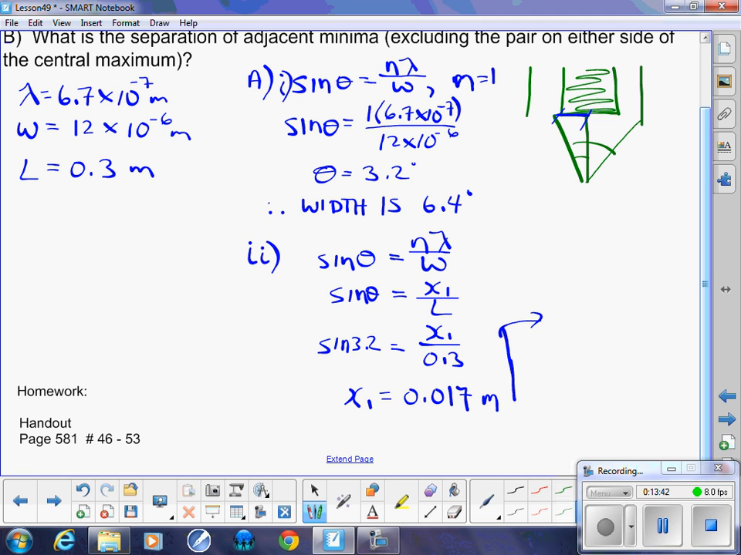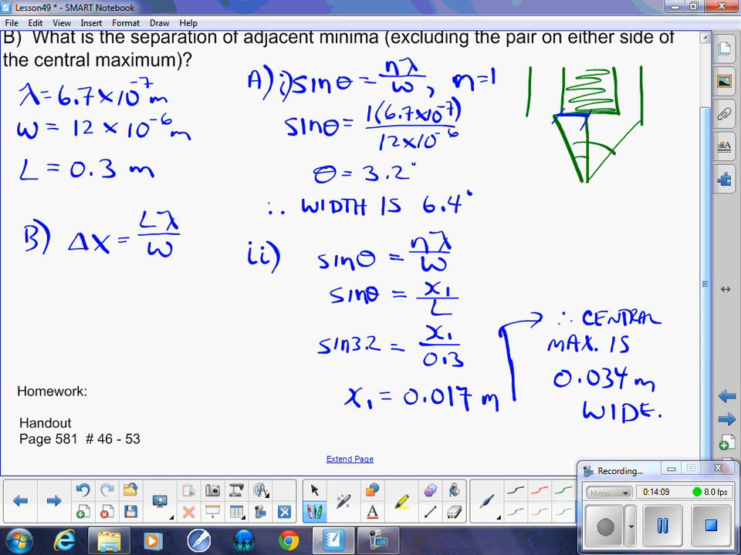So we found that distance there. So therefore, central max is 0.034 meters wide. Finally, B part, do it in here. What is the separation of adjacent minimas? So they're basically saying how far apart are your minimas?